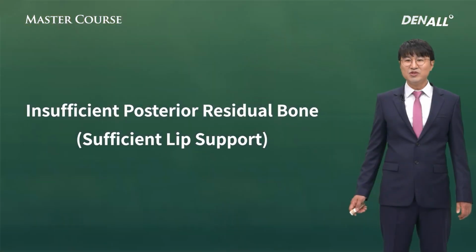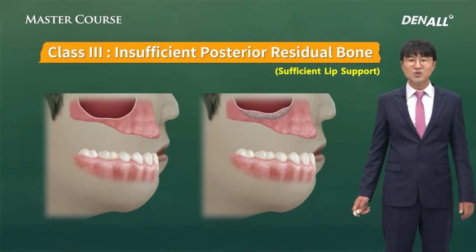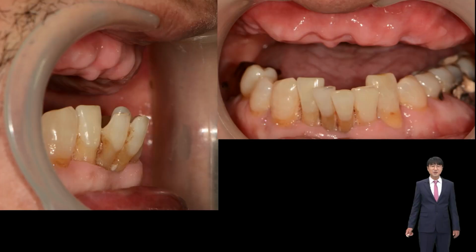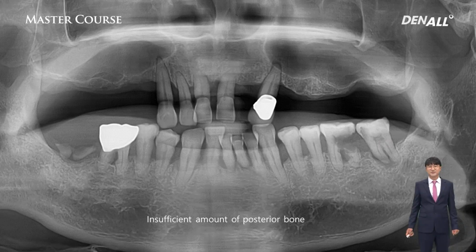Next, there is sufficient lip support but insufficient bone. So you could think about bone grafting. Lip support seems to be sufficient. And when you create a temporary denture, there's excessive lip support. Then if you use a removable here, the patient might complain about a protruding mouth.